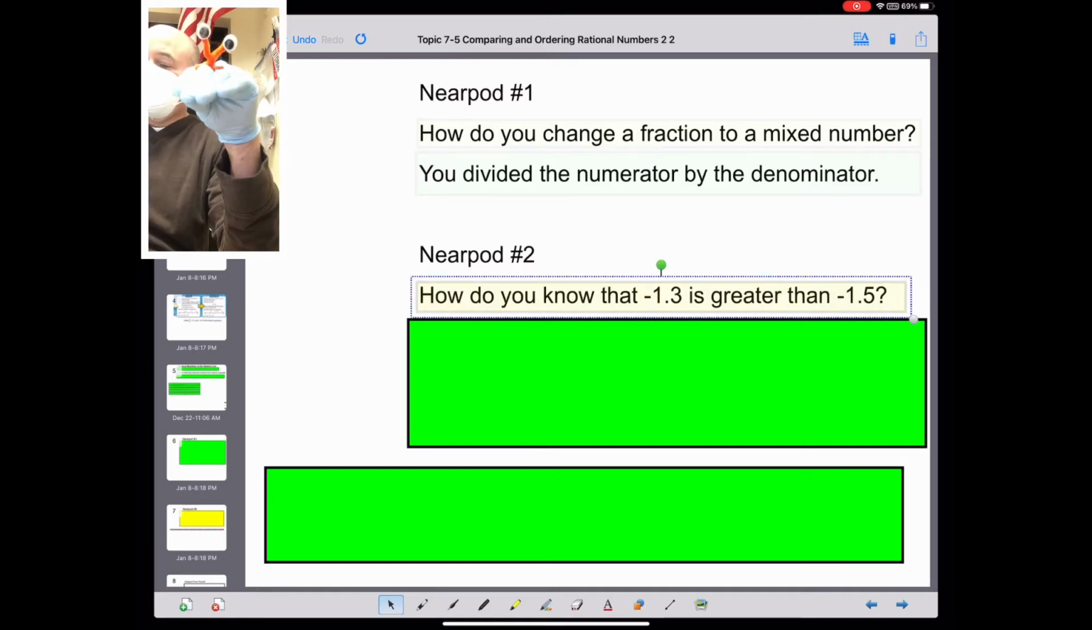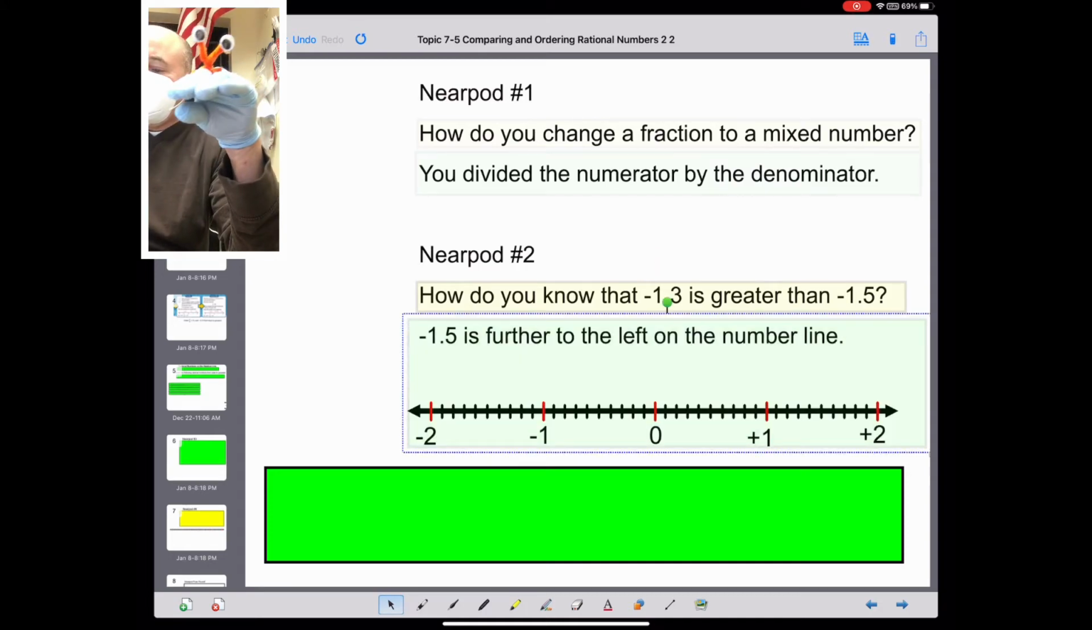Kids, how do you know that negative 1 3/10 is greater than negative 1 5/10? Pause the video, Mr. Trolla. Oh, how did they do? They ready for an answer? Oh, okay, here we go. Oh, you know what? Negative 1 5/10 is further to the left on the number line. Mr. Troll, why don't you pause the video and explain this to him a little bit more?